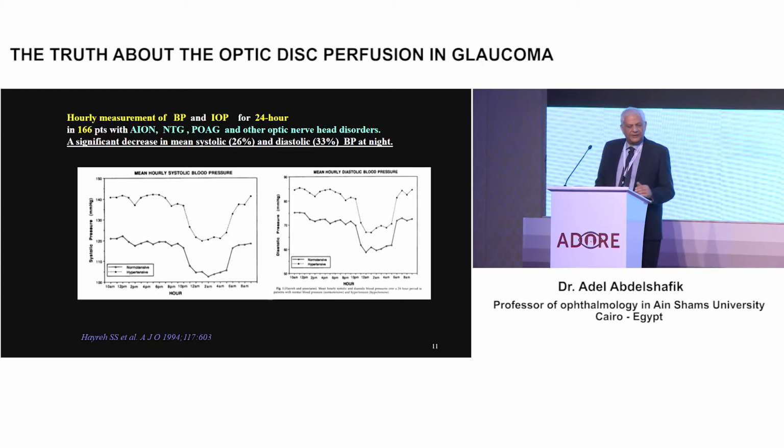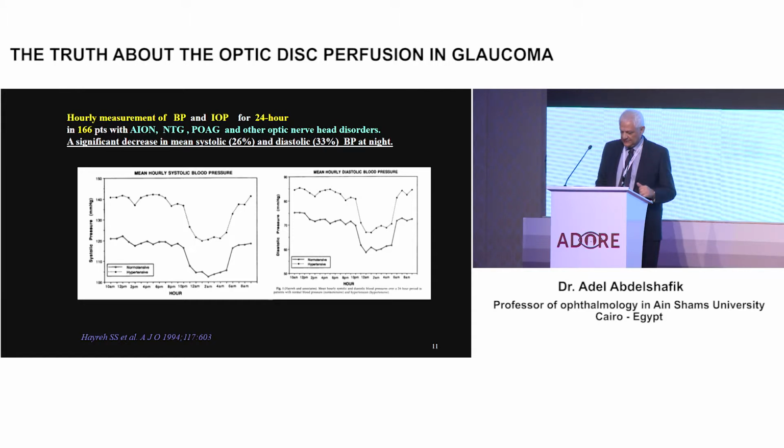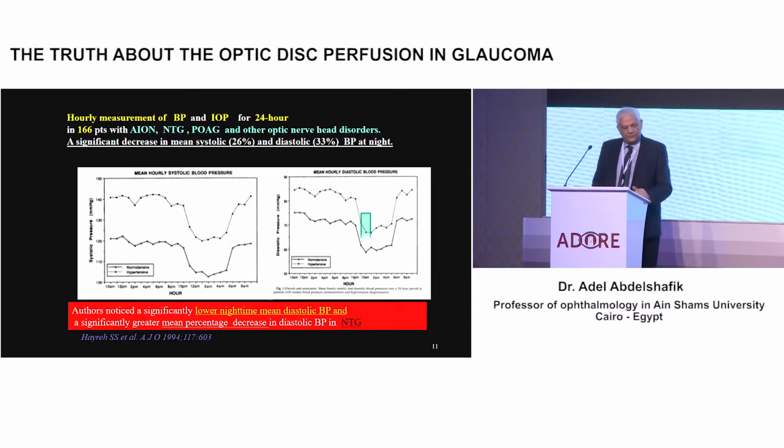The authors got 166 persons. They measured the blood pressure and the intraocular pressure over 24 hours. And they noticed that over the nighttime there is a drop of the blood pressure, systolic and diastolic, by 1/4 or 1/3 of the cases. Also, it was noticed that this drop of the nocturnal IOP is more prone in cases of normal tension glaucoma.